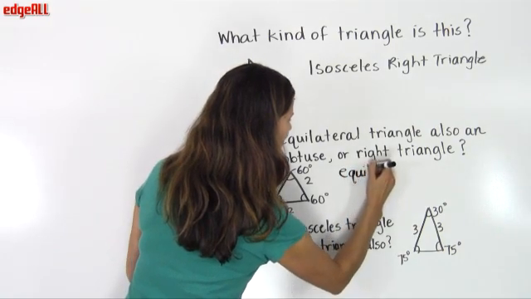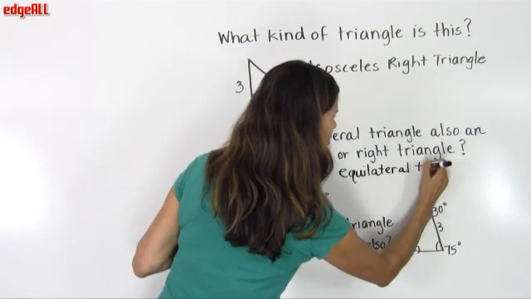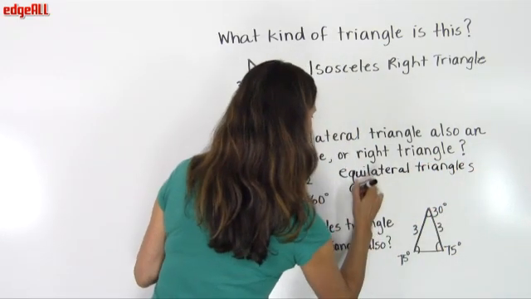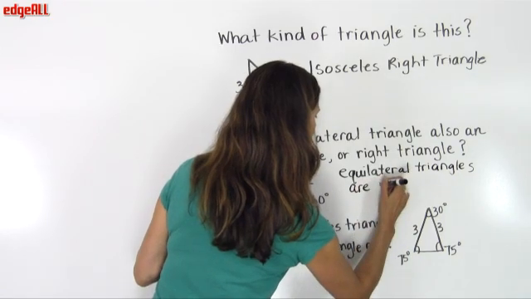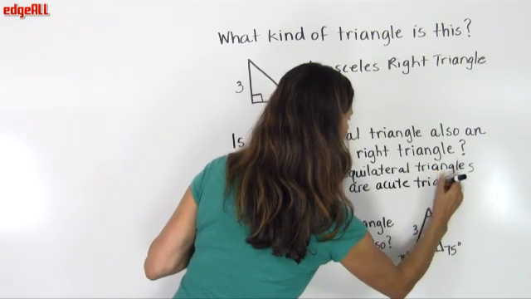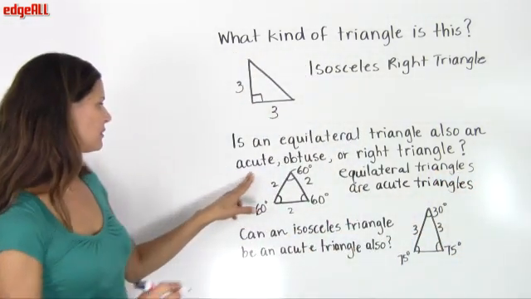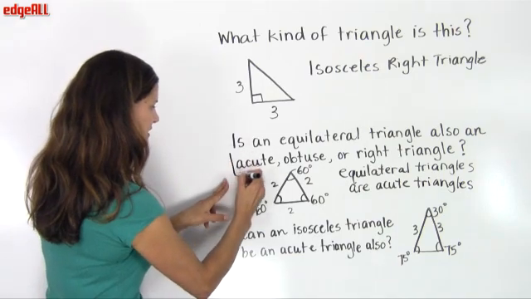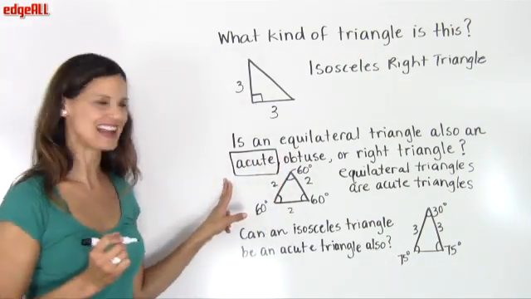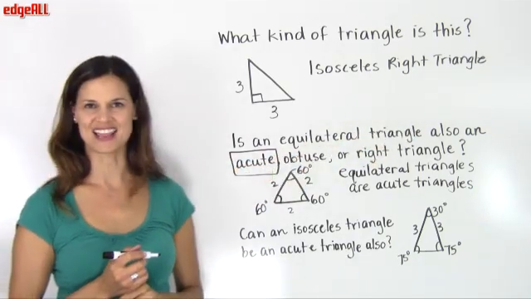triangle. So we can say here for our answer that equilateral triangles are also acute triangles. I could probably have come over here and put a big square around the word acute and had that as my answer. Equilateral triangles are also acute triangles.